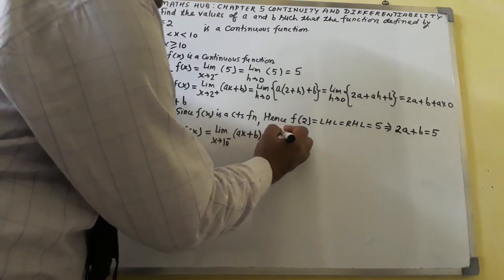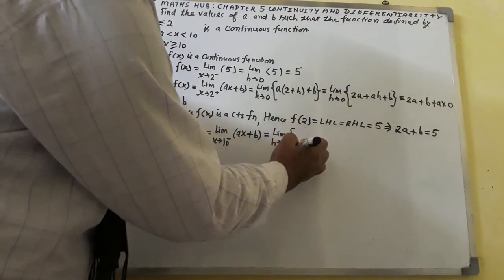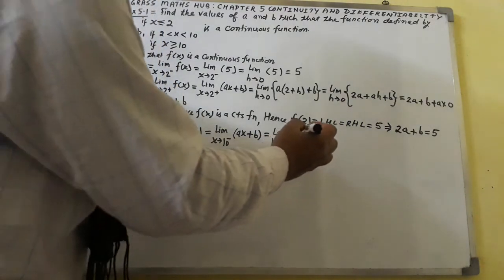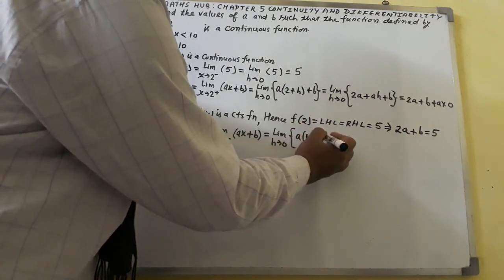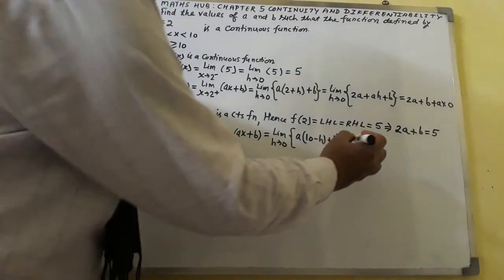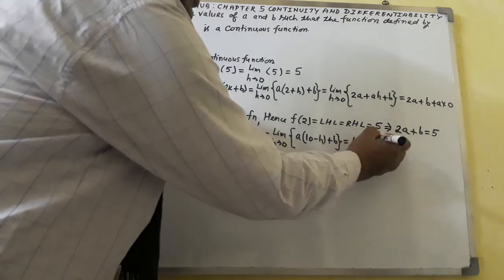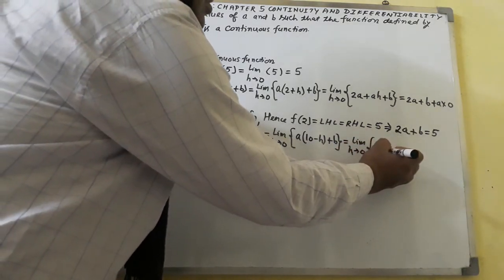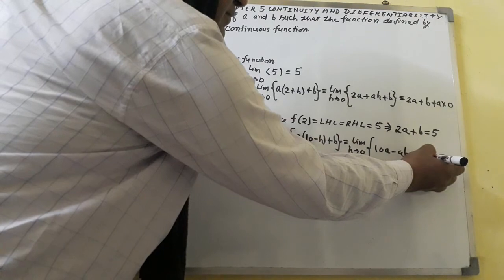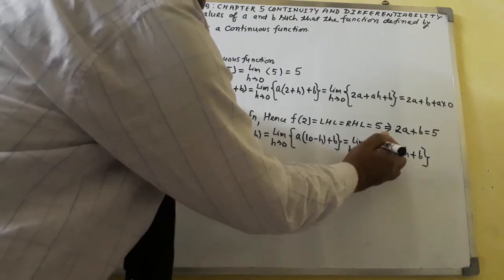Equal to limit h tends to 0 of a times (10 minus h) plus b, equal to limit h tends to 0 of 10a minus ah plus b. This is 10a.